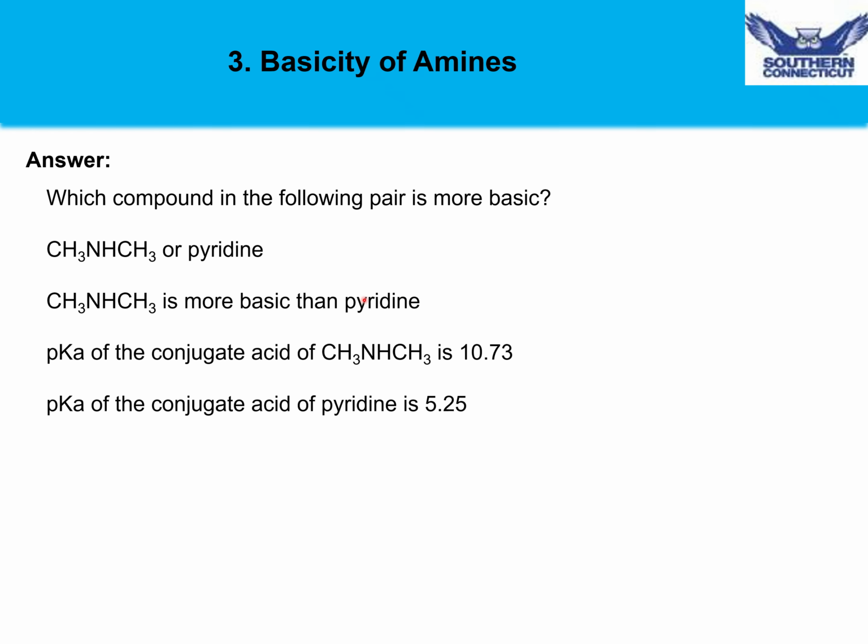In this question, the pKa values of the conjugate acids of the two amines we're comparing are given. For dimethylamine, the pKa of the conjugate acid is 10.73, while the pKa value of the conjugate acid of pyridine is 5.25. Based on these values, we can determine that the conjugate acid of dimethylamine is a weaker acid, which means the base, dimethylamine, is a stronger base than pyridine.